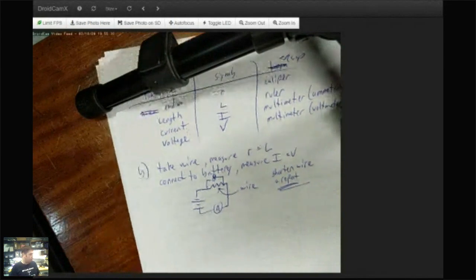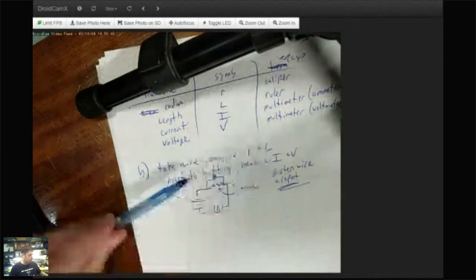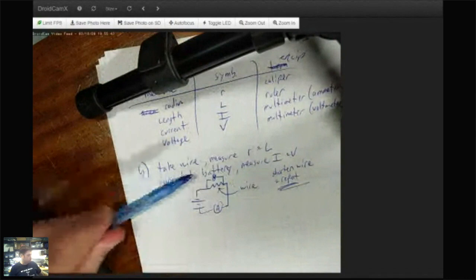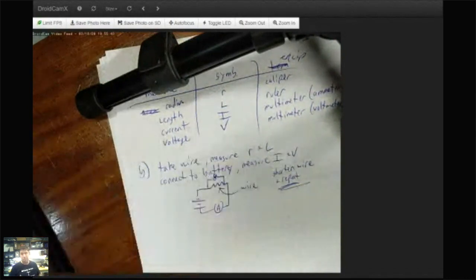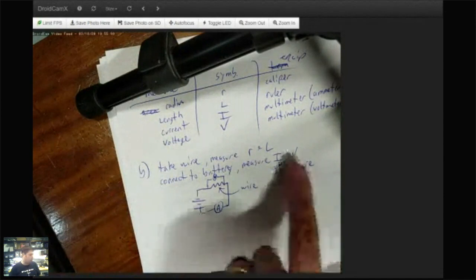So you're going to take it, you're going to measure these guys using the tools, put it in a circuit so you can measure the next parts, change something about that circuit, and then repeat. So I was going to change L, actually thinking about it and talking it out, I really want to do more batteries.